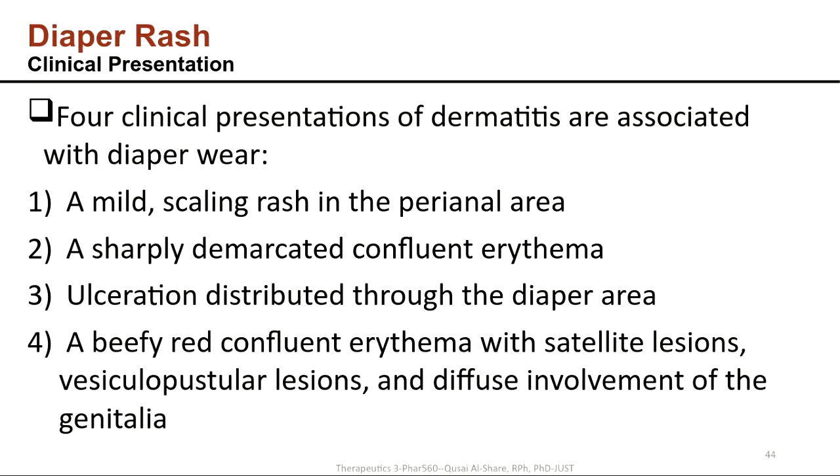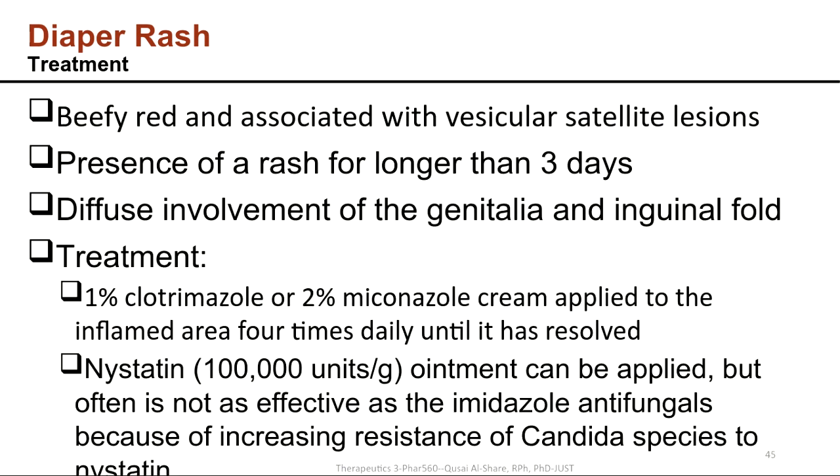The skin itself is beefy red and confluent. Confluent means covering the whole place. It's not like very small dots or very small points. It's confluent, affecting the whole area, with satellite lesions, meaning lesions a little farther away, vesiculopustular lesions, and diffuse involvement of the genitalia. Sometimes they get affected because of the fluid, of course.